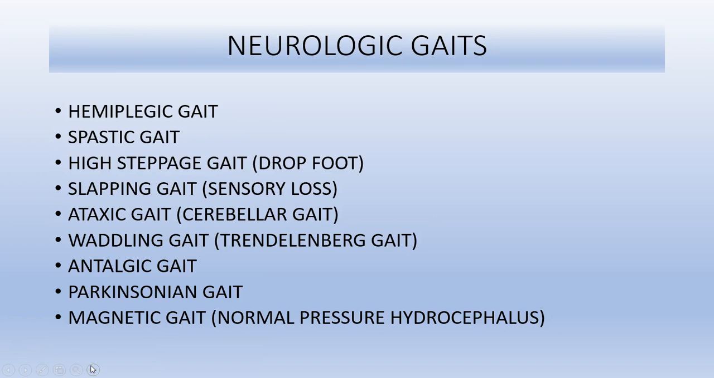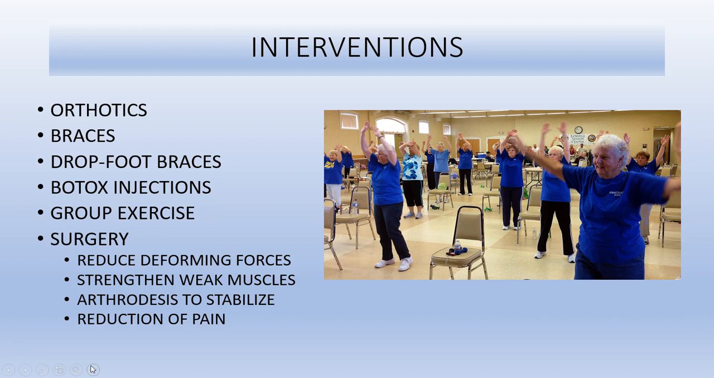Neurologic gaits specifically, we have hemiplegic gaits and spastic gaits, gait associated with stroke and certain spinal cord injuries. We have drop foot gait, we have slapping gait that we see with significant sensory neuropathy, including diabetic sensory neuropathy and idiopathic neuropathy. We may have ataxic gait from cerebellar dysfunction. We may have a waddling gait or Trendelenburg gait due to hip musculature weakness. And we may have so-called magnetic gait with the patient suffering from normal pressure hydrocephalus. We have, of course, the classic Parkinsonian gait. And here again, there may be patients who have neurologic gaits secondary to pain.